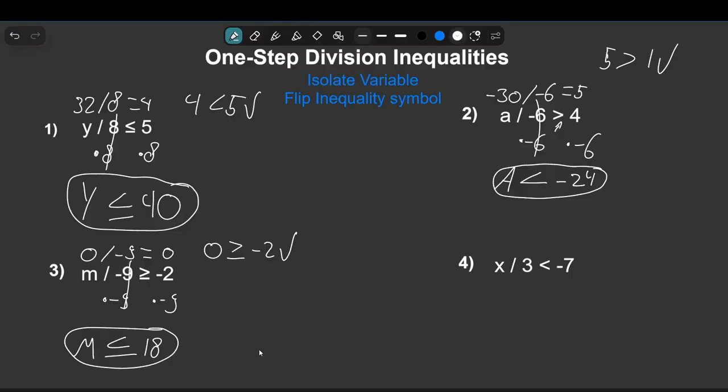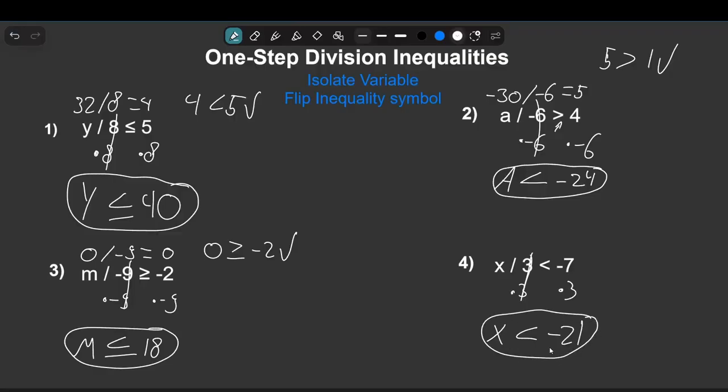Now let's go over to our last example. We have x divided by 3 is less than minus 7. Again, we isolate our variable, so we multiply both sides by 3. These two cancel each other out, so we are just left with our variable. This time we didn't multiply by a negative number, so our inequality symbol stays the same. So x is less than minus 7 times 3. Minus 7 times 3 equals minus 21. So this will be our answer.